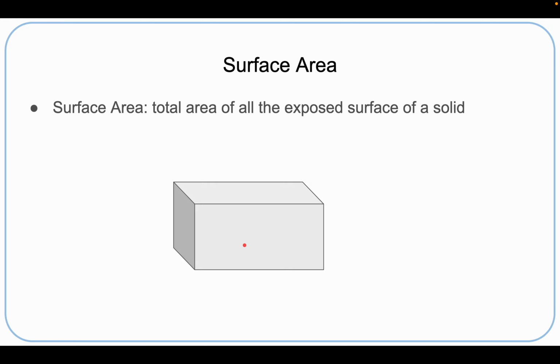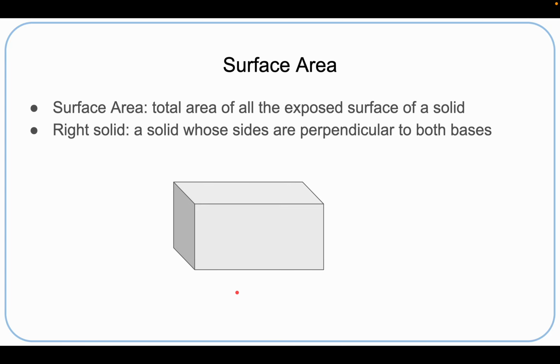The front, and there'd be one kind of on the opposite side of it in the back. And then we have an end right here, the other end across from it, and then a top and a bottom. And a right solid, just to refresh our memory, is a solid whose sides are perpendicular to both the bases. So in this lesson, we are only dealing with right solids, just to keep things as simple as possible.